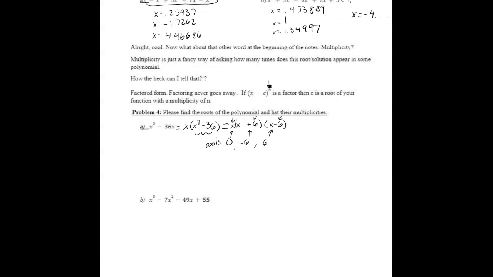Alright, next one's a little bit harder to factor. So, hold on. Alright, so I'm going to be honest. I used my graph and found out that my roots are 1, negative 5, and 11, AKA my x-intercepts.